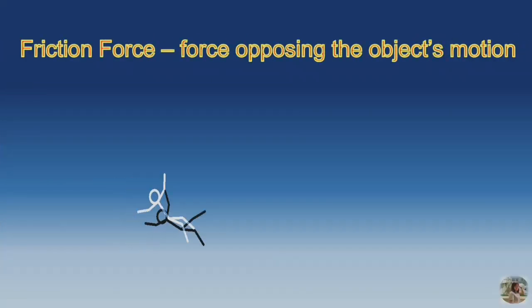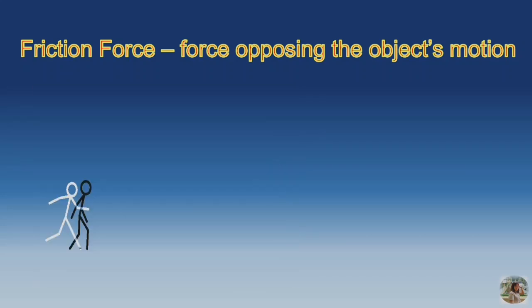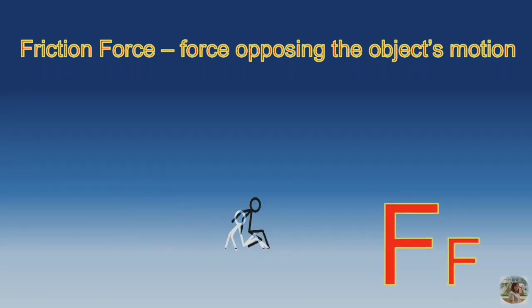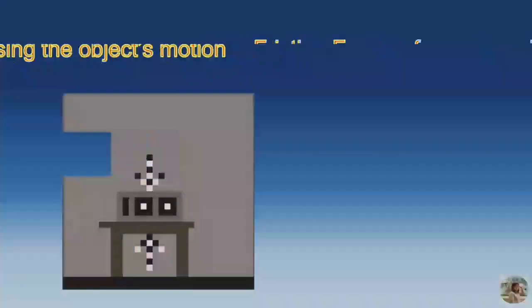On the other hand, friction force is a type of force opposing the object's motion, meaning this causes the movement of an object to stop or slow down. The symbol for friction force is F sub f.